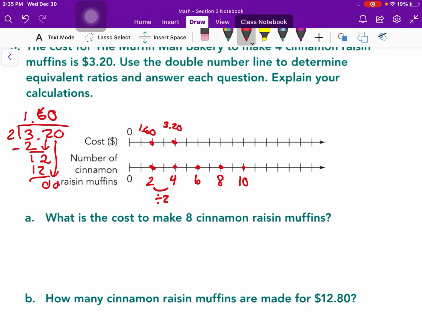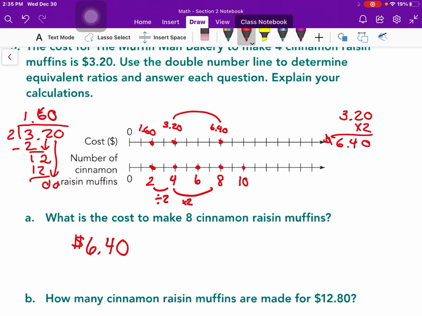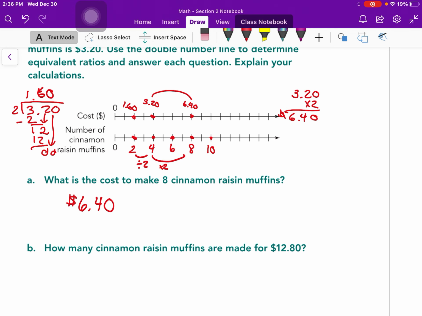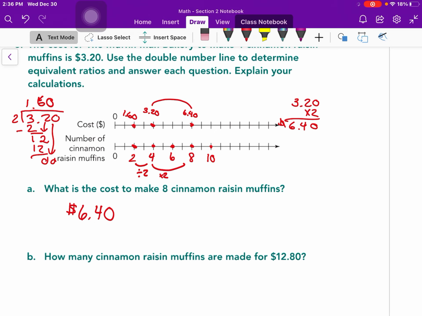For 2 muffins. Okay, now to have 8 muffins, let's see, to go from 4 to 8, I would times by 2. So to go from $3.20 to 8, I'm going to times by 2. So $3.20 times 2 is $6.40 for 8 muffins. That is my cost. I'm using my double number line to help me figure that out. How many cinnamon raisin muffins are made for $12.80?